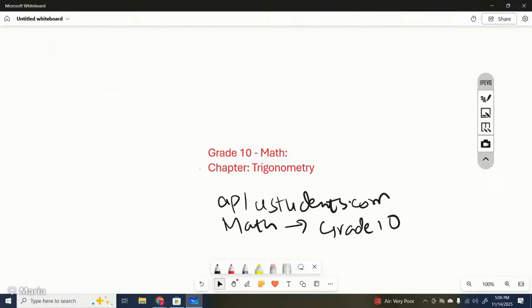We're going to start with the chapter trigonometry. So please make sure you have your notebook and pencil so that you can note down the important examples and definitions as well.